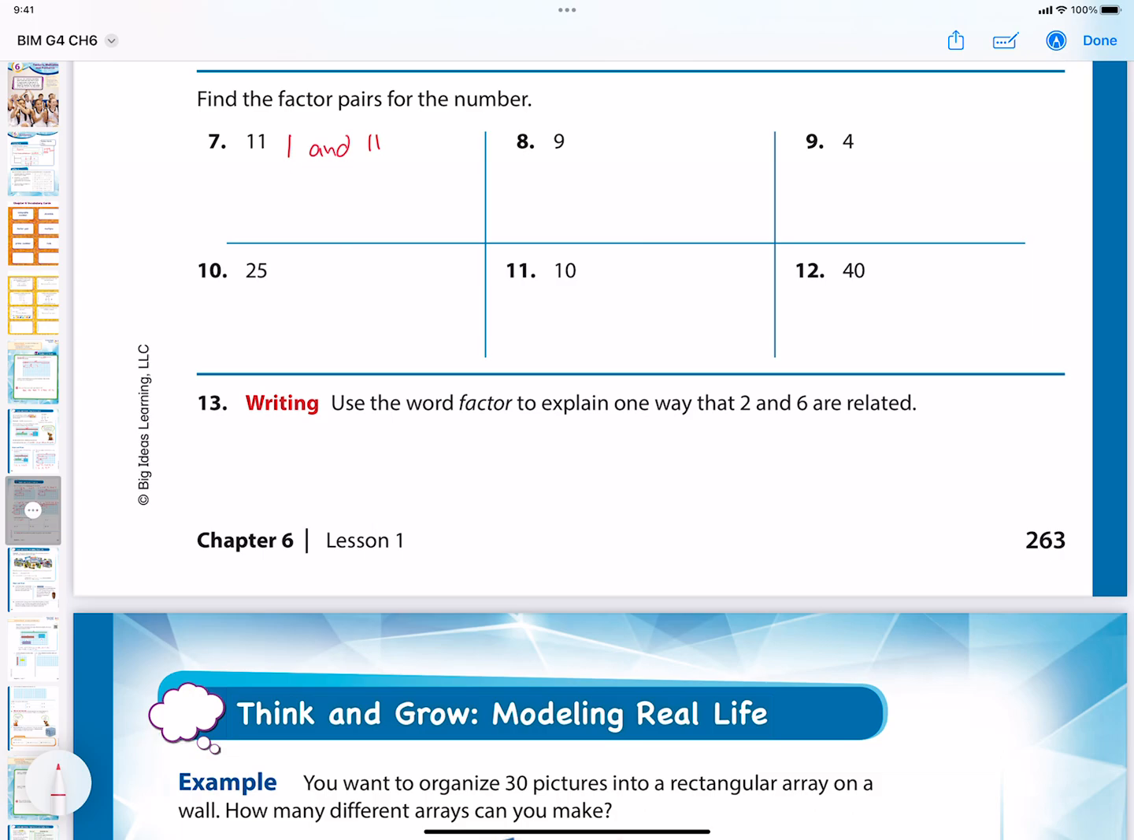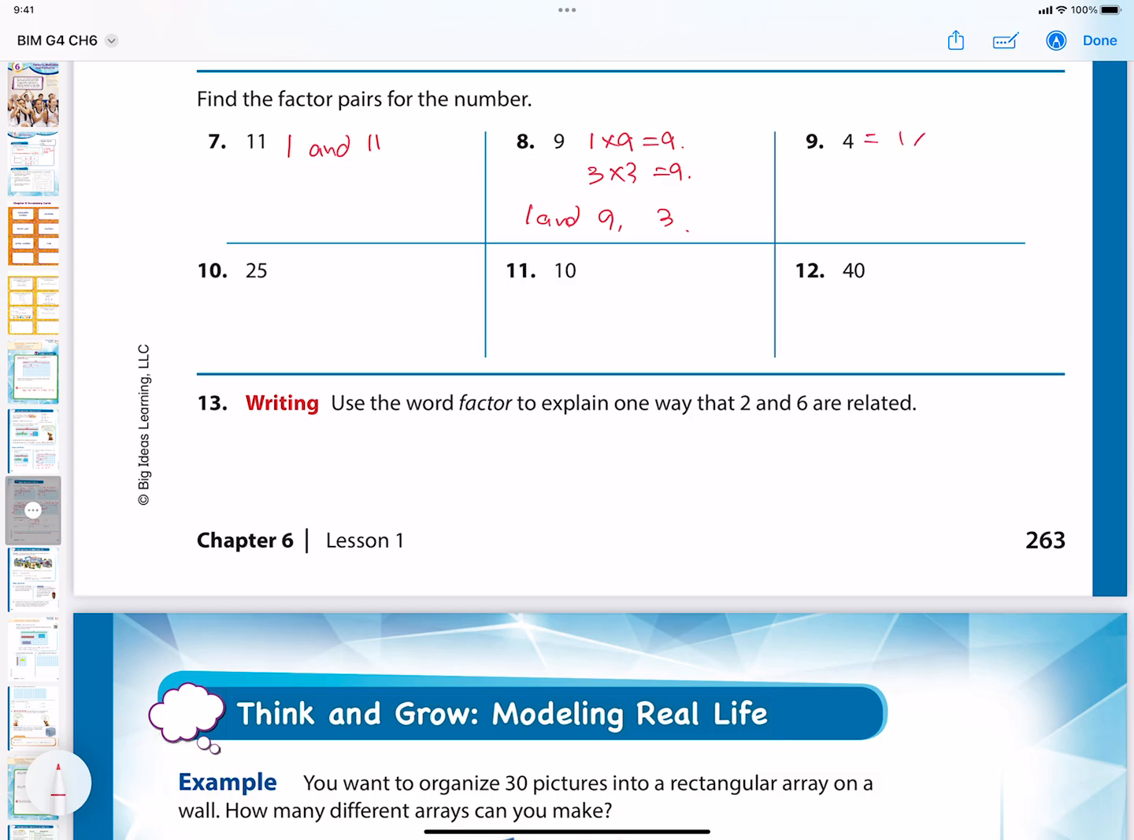Okay, what about number 9? Let's find out the factors. What 2 numbers multiplied together can make 9? That's the factoring. Okay, so I know 1 times 9 is 9. What else? 2? No. 3? Yes. 3 times 3 is 9 too. So since I know 4, 5, 6 can't be, I know 1 and 9 and 3. Okay, that's it. Alright, move on.